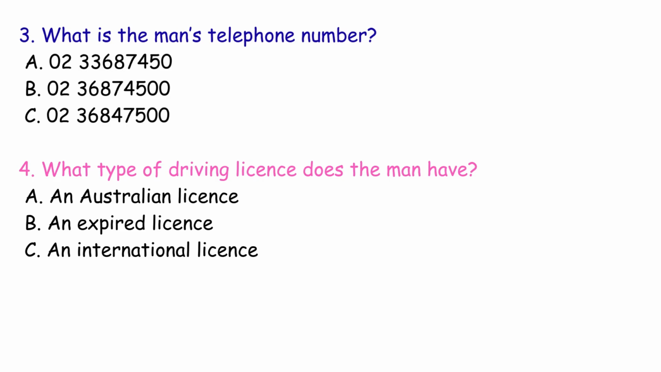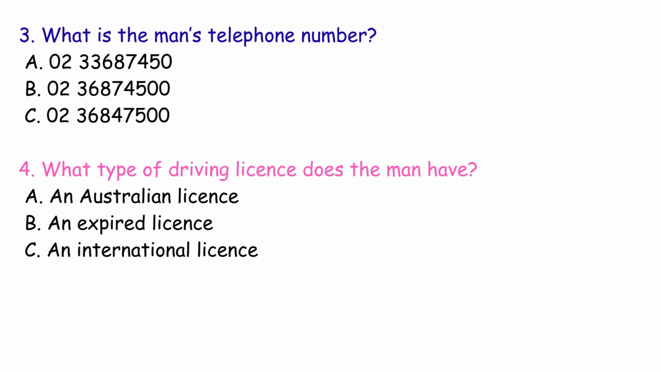Right. And could I get your home telephone number there? Yeah, sure. Well, the area code is 02, and the number is, let me think, 33... No, sorry. I haven't learned this number yet. It's 36874500. Thank you. And do you have a current license, sir?